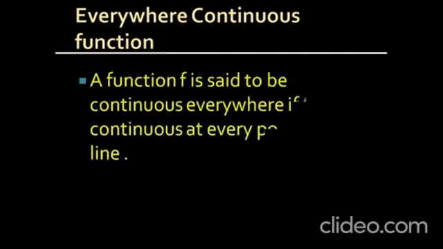Now look at the third point, everywhere continuous function. We can say a function f is said to be continuous everywhere if f is continuous at every point of the real line. Real line means I am talking about all the real numbers. If a function is continuous everywhere, it means it is continuous at every point of the real numbers.